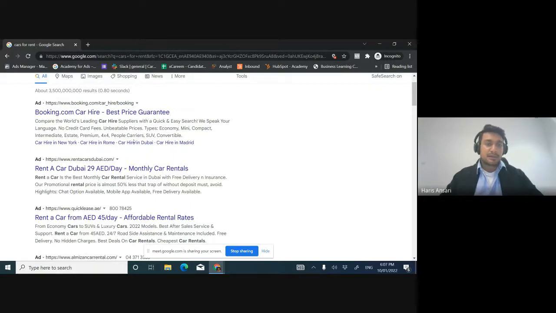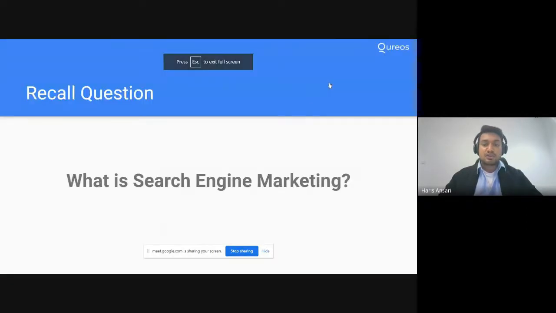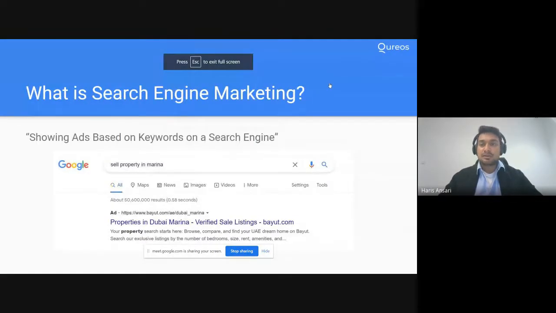That's what we are aiming for. That's what our objective is, to serve our ad when somebody is searching for relevant terms or relevant keywords, which are searched by potential customers of ours. So that's what search engine marketing is, to show your ad based on keywords on a search engine.